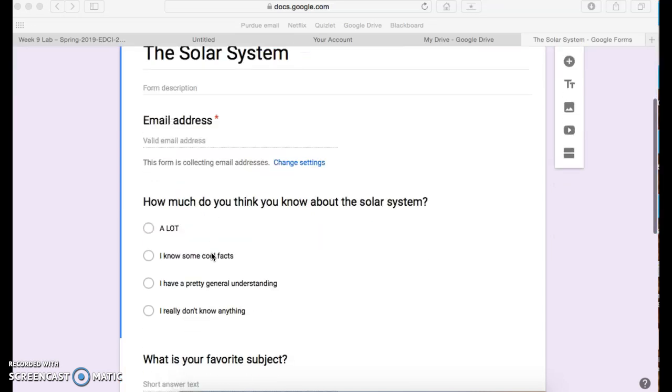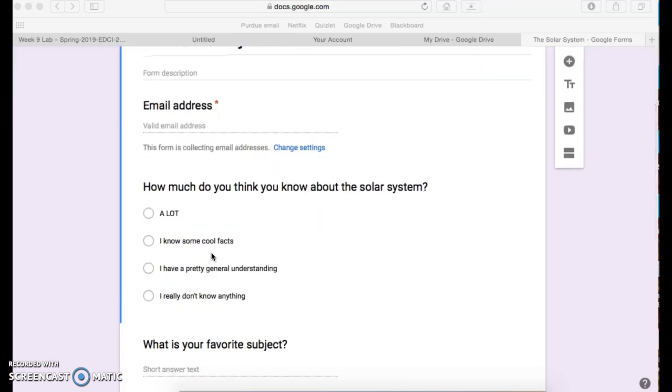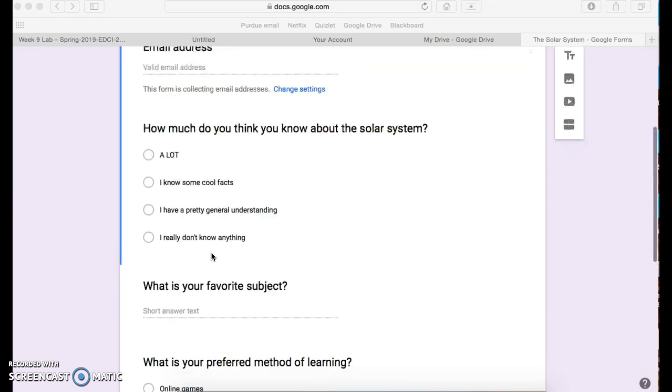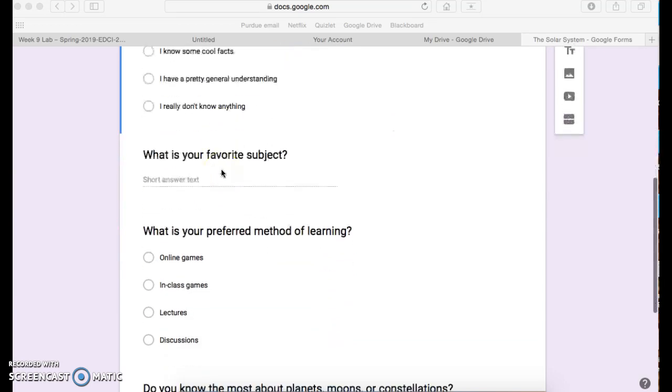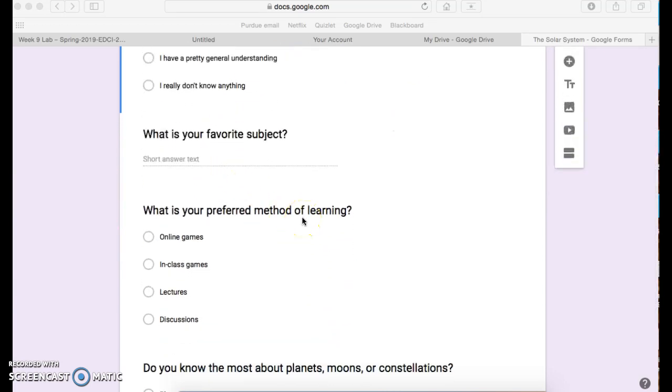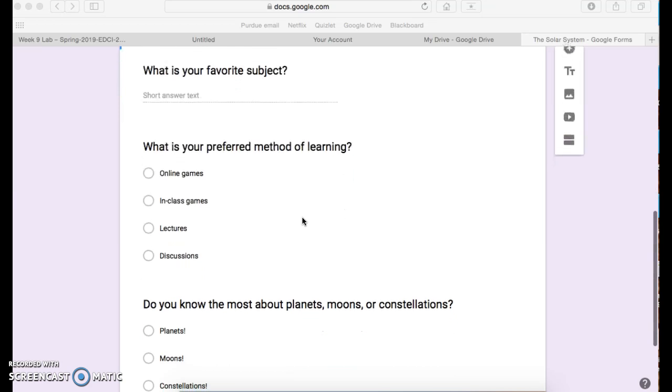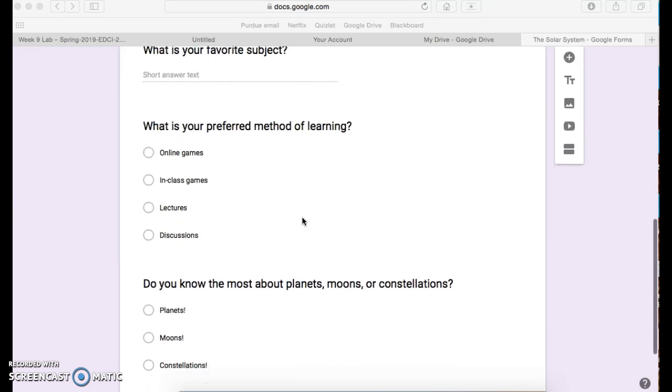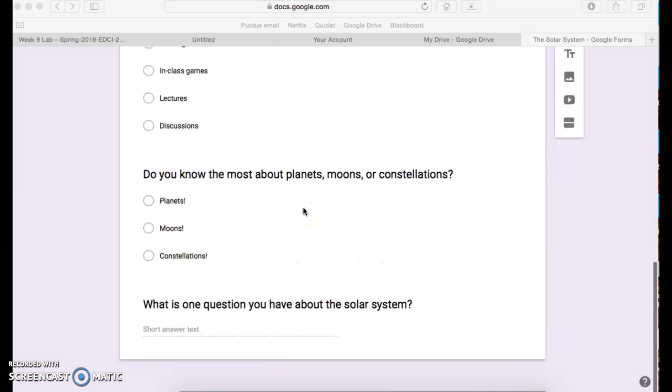students. So what questions I included were just background knowledge about the solar system, so I would know what the students' comfort levels were, or in this case, just my friends, what their comfort levels were with the subject and their previous knowledge. And then I also asked them questions like what is their favorite subjects and what are their preferred methods of learning, so in order to better enhance the learning experience for them.